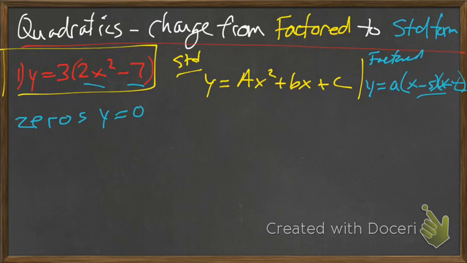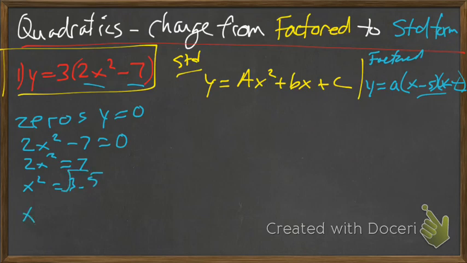So if I set this equation up, 2x squared minus 7 is equal to 0. If I rearrange this, I'll end up with 2x squared equaling 7. X squared is equal to 3.5. And if I root 3.5, x is equal to 1.81 approximately. Now, let me redraw that.